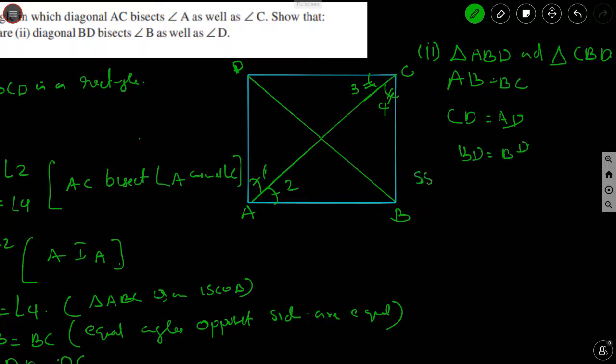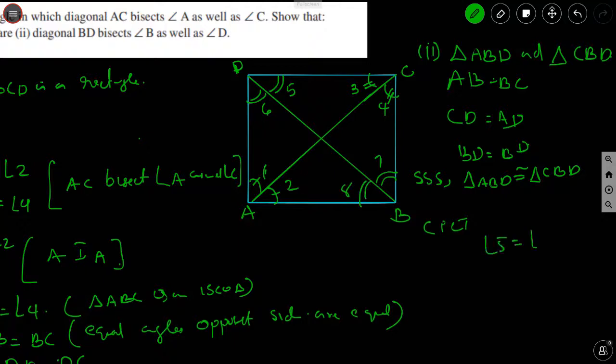Then by SSS criteria, triangle ABD is congruent to triangle CBD. So by CPCT you will get these angles. You can name them 5, 6 and 7, 8. So angle 5 is equal to 6 and 7 is equal to 8. So hence BD bisects angle B as well as angle D. Hence the answer.